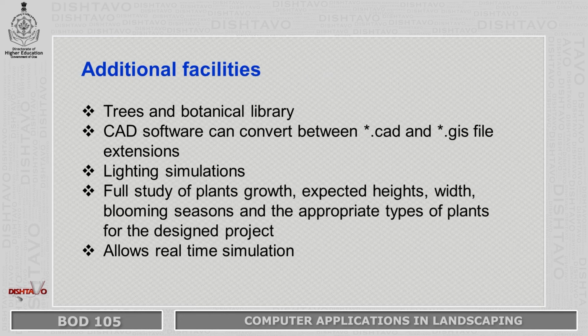Additional facilities which computer applications provide are trees and botanical library, where there are names of different plants, species, and details about the plant. The CAD software can convert CAD to GIS file extensions, that is, the Geographic Information System also is available there. Lighting simulation, full study of plant growth, expected height, width, blooming seasons, and appropriate type of plants for the design project, and allows real-time simulation.